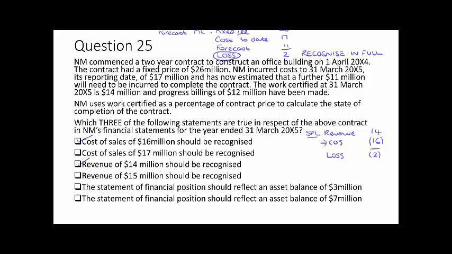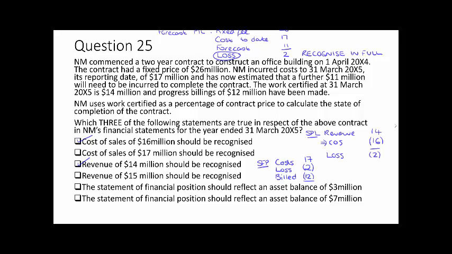The third of the statements we need to identify relates to the statement of financial position and what would be reflected there. So the SFP entry would be calculated by taking the costs that have been incurred to date of $17 million, the loss that we've said we need to recognise of $2 million, but then showing that actually the customer has already paid in part for this contract $12 million.